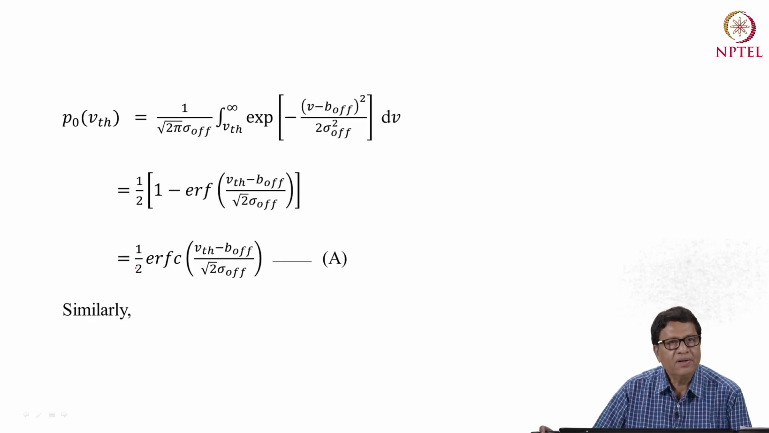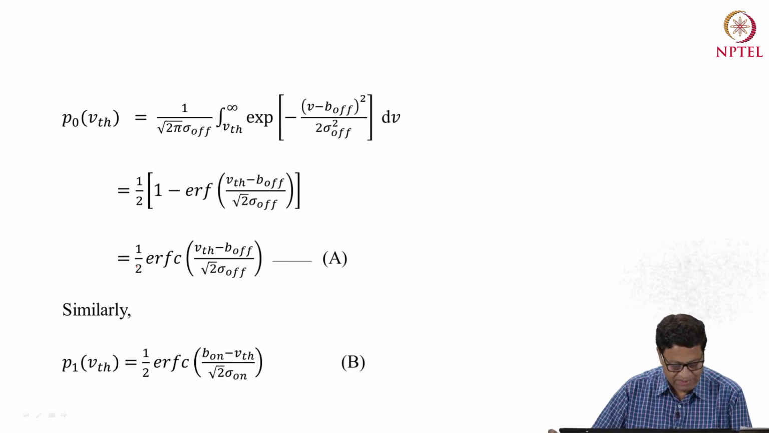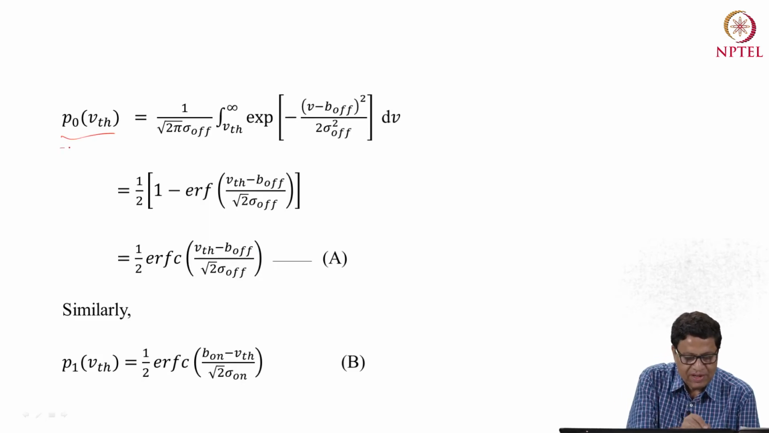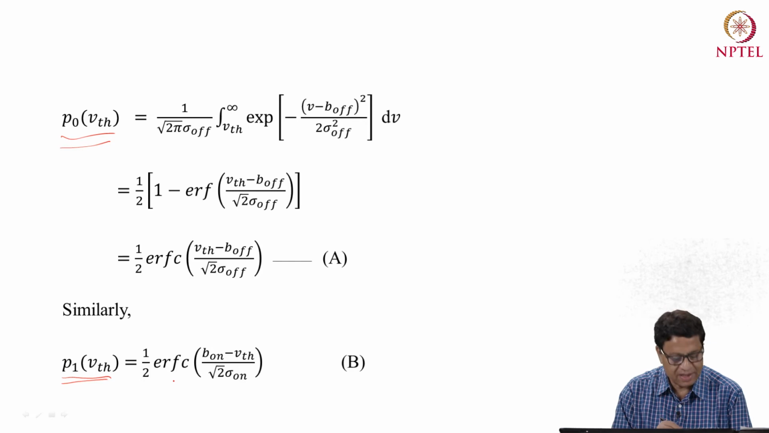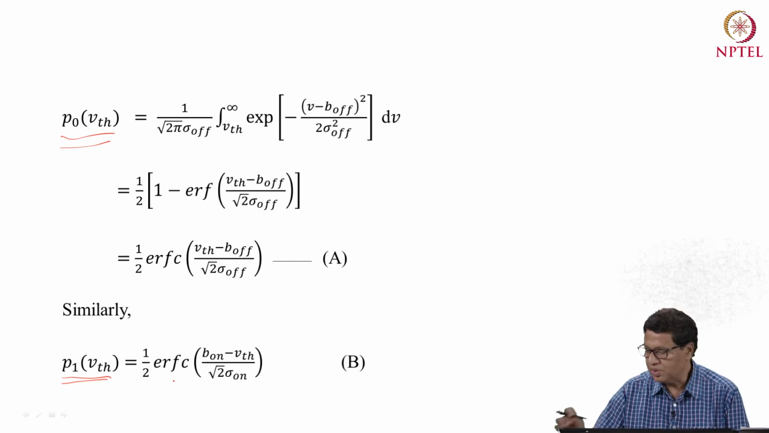Similarly, I can calculate for P1 VTH. In the same way we have done for P0 VTH, it is half ERFC. So this will be not VTH minus B off, it will be B on, the on part, minus the threshold part, B on minus VTH, divided by root 2 sigma on, on similar lines. So I have calculated P0 VTH, this area which is error in the system, and P1 VTH, again this is error for the 1 and this is error for the 0.